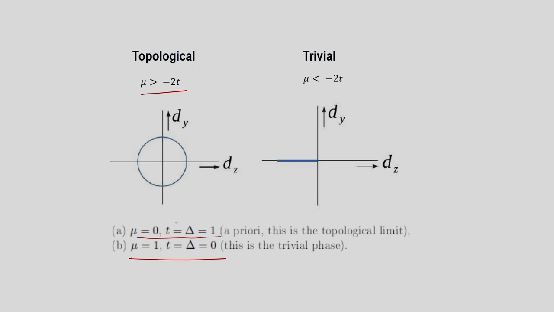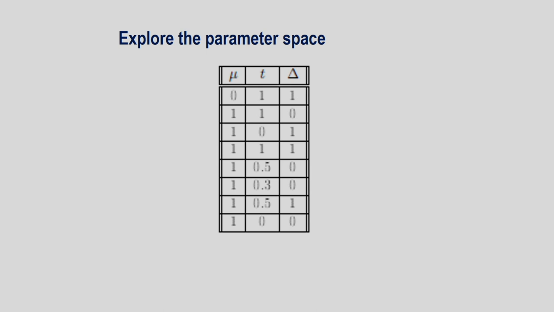All right. So, let us explore the parameter space a little bit and try to understand what these different parameter values are, and the corresponding band structures, etc. We have taken a number of them, 8 of them, where we have taken various values of mu, t and delta. This corresponds to the topological phase that's familiar to us.